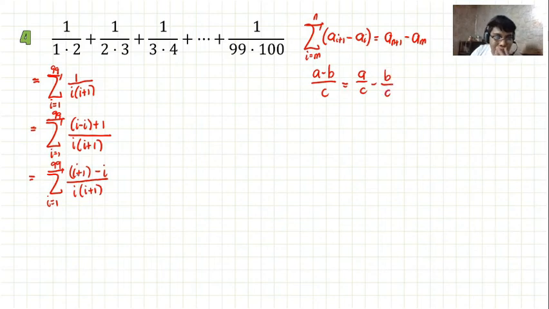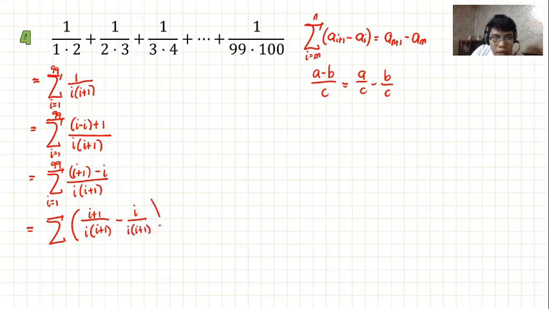So therefore, pwede natin yang i-separate ang dalawa, si I plus 1 at si I. Then, copy nyo lang yung denominator. So from that, we will now have the summation of I plus 1 over I times I plus 1 minus I over I times I plus 1. Right? I is from 1 to 99.